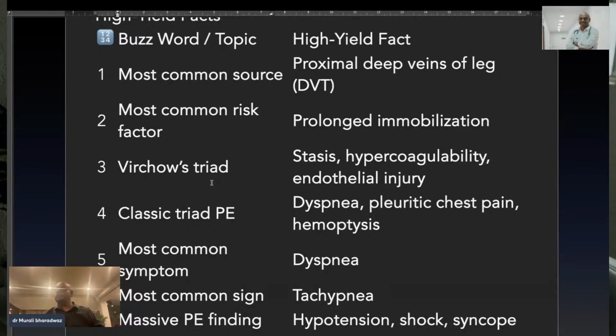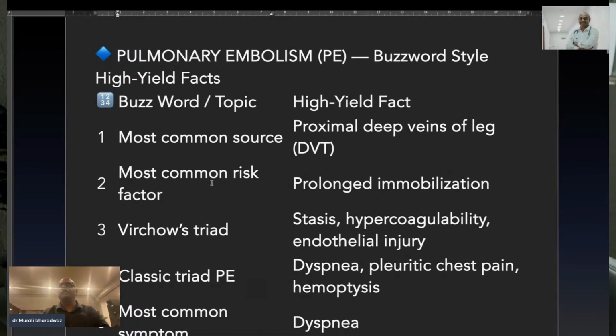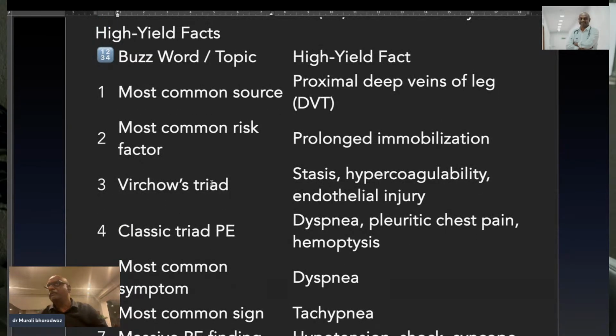Most common source of pulmonary embolism is DVT. Prolonged immobilization is a risk factor, like sitting in the reading room and studying. What is the Virchow triad? What is the classic triad of PE?